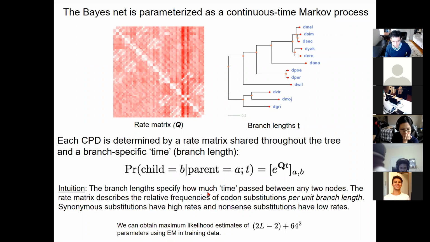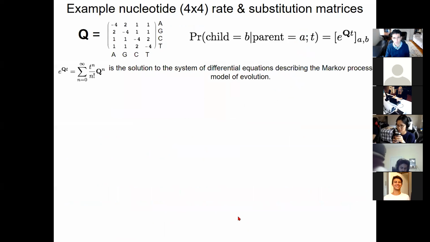So the branch lengths specify how much time has passed between any two nodes, and the rate matrix describes the relative frequencies of codon substitutions per unit branch length. The synonymous substitutions have very high rates, and the nonsense substitutions have very low rates. So we can obtain maximum likelihood estimates of now, instead of (2L minus 2) times 64 squared, a single 64 by 64 matrix shared across the tree, plus, not times, plus 2L minus 2 parameters, which are the scaling factors for each branch length. And we can use expectation maximization to infer these parameters.